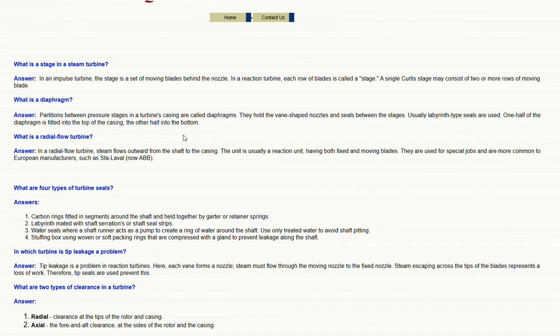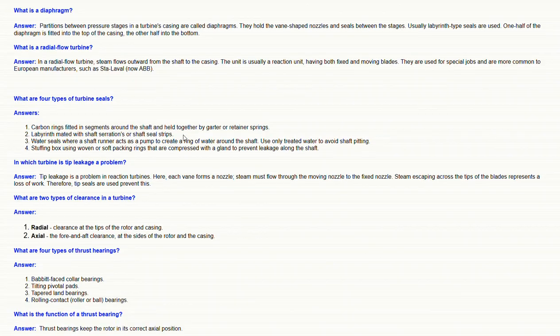Means steam outward direction moving towards the casing shaft, toward the shaft of the casing. Okay, this unit is usually a reaction unit having both fixed and moving blades. These are used for special jobs and are more common to the European manufacturers such as Stal-Laval, now ABB.